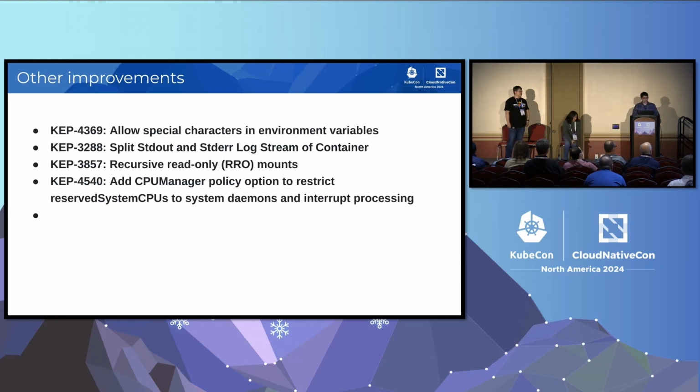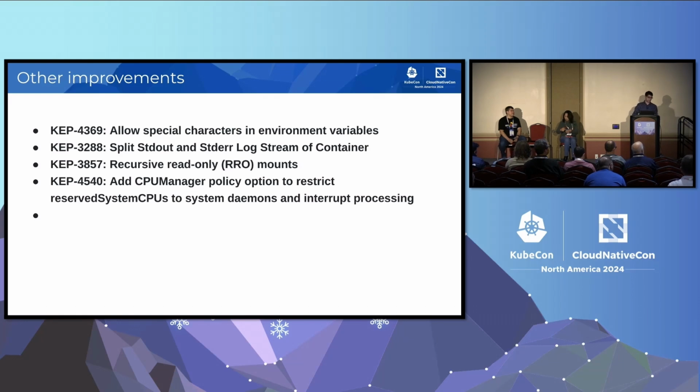Thanks, Don. So Don covered all the big items that are happening in SIG Node, right? So we want to make sure we also highlight the smaller improvements that still improve the life of a Kubernetes admin or a user. So here are a few KEPs to call out. So the first one is for allowing special characters in environment variables. Previously there was a limit on what characters you can use, but now it's been expanded to cover all the ASCII characters except the equals sign.